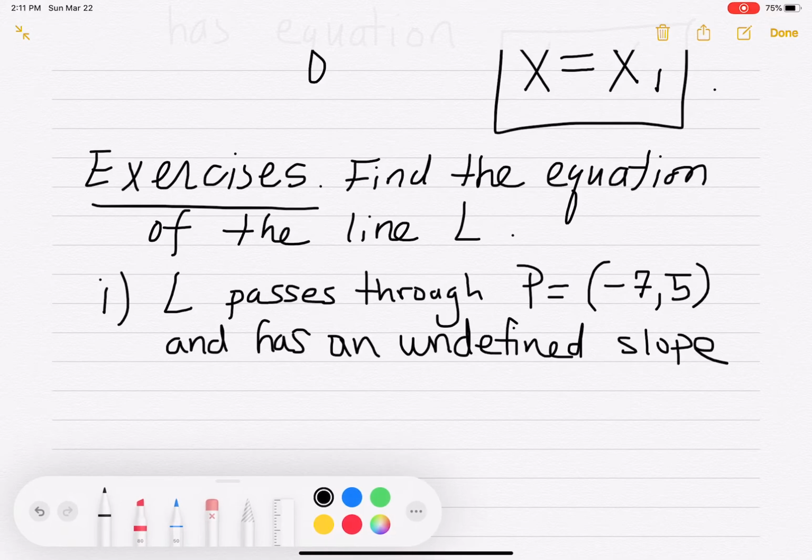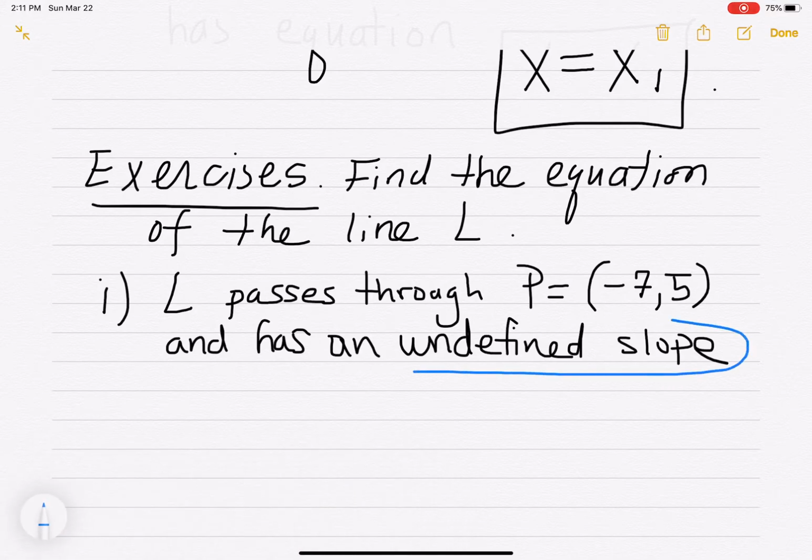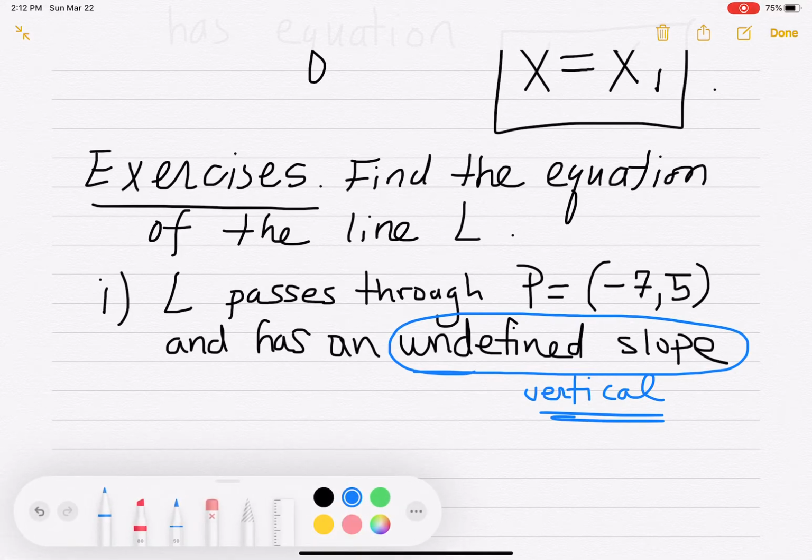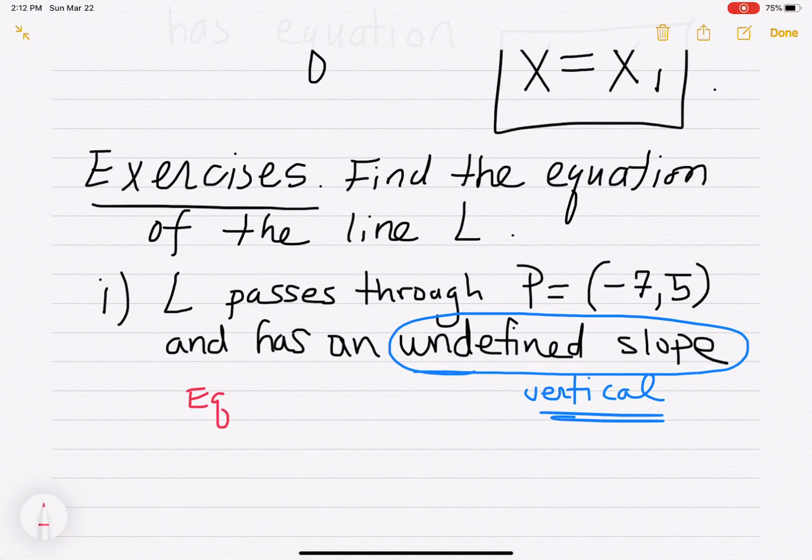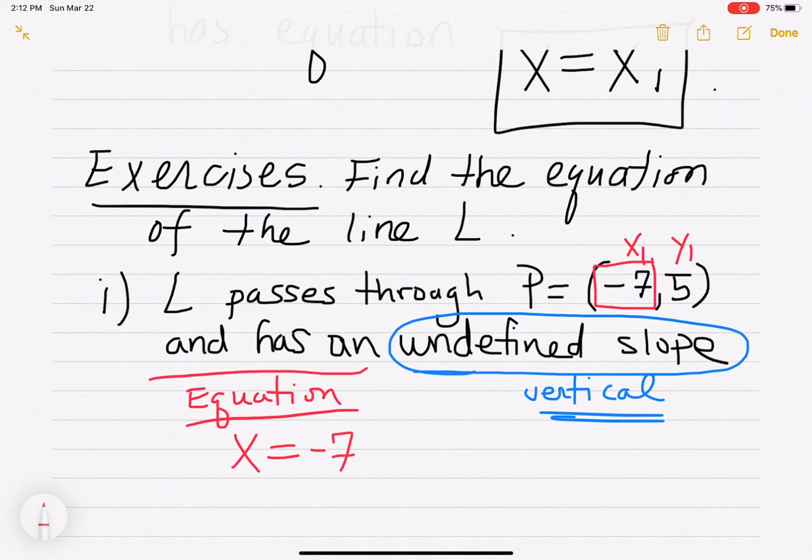So immediately when you hear undefined slope, you know this is a vertical line right here. And as soon as you hear vertical line, you know that the equation is going to be x equals a number. What number? Well, if you go back and look at your point here, -7, 5, x1 is -7, y1 is 5. It's going to be the -7. x equals -7. So there you have it.